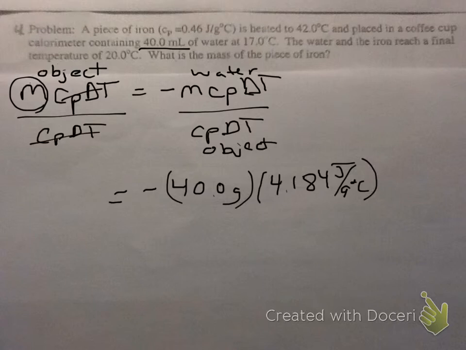And the temperature change of the water. The water ended up at 20 degrees C, but it started out at 17. So that means there was a total of 3 degree change for the water.